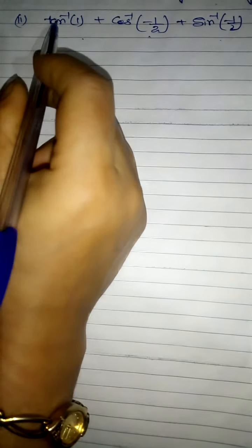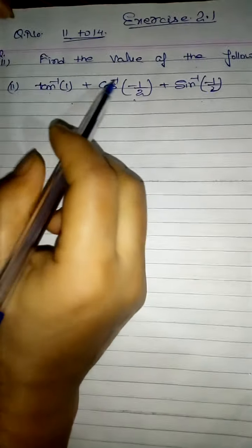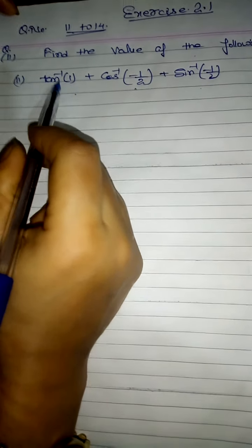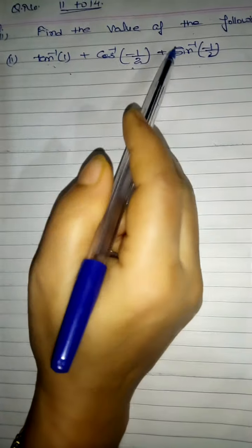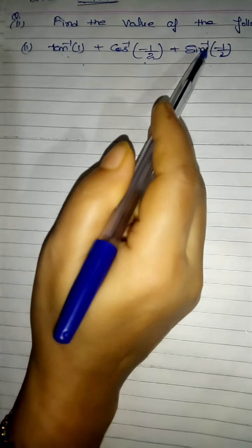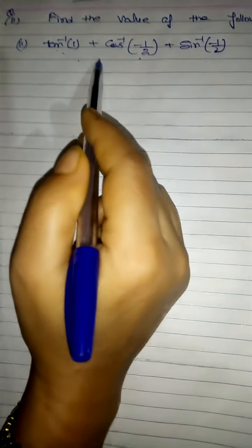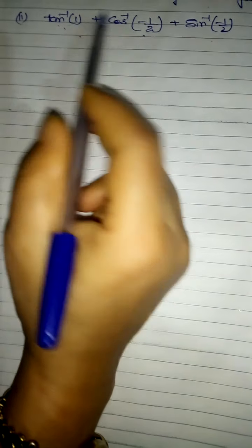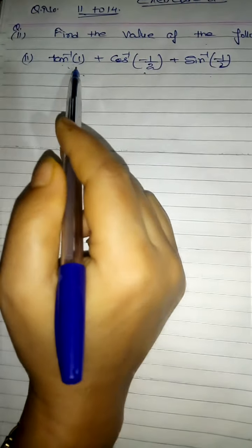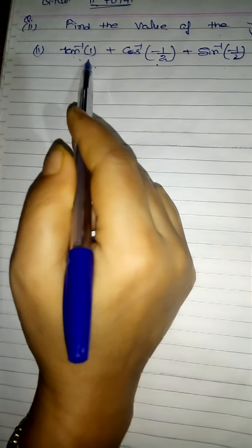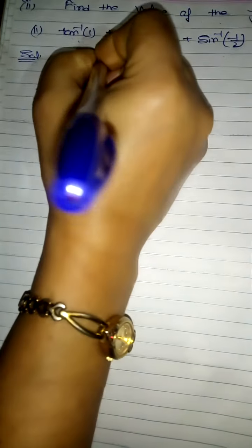First of all, we will find out the principal value of tan inverse 1. After that we will find out the principal value of the second term, then the value of the third term. After finding the values, we will put all of them into this term. Let us begin the solution.